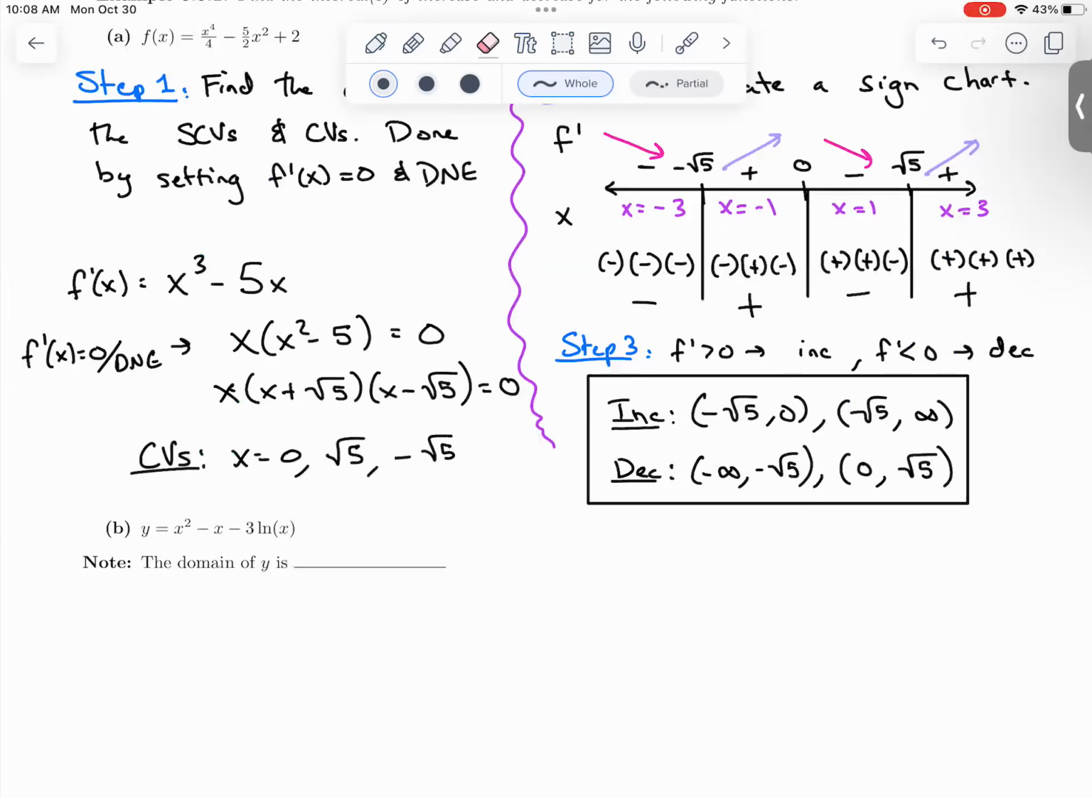You don't need to test the values. You do need to test the values. Sometimes it goes negative, positive, positive, negative, or maybe it goes positive, positive, positive, positive. It all depends. You never know.